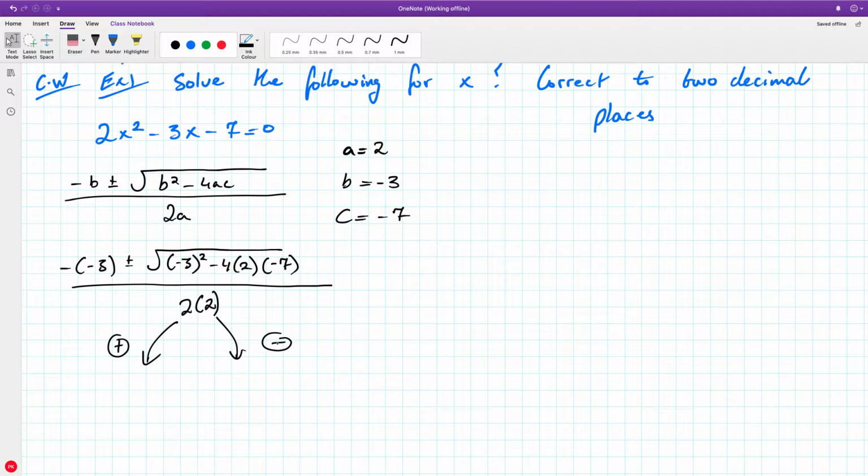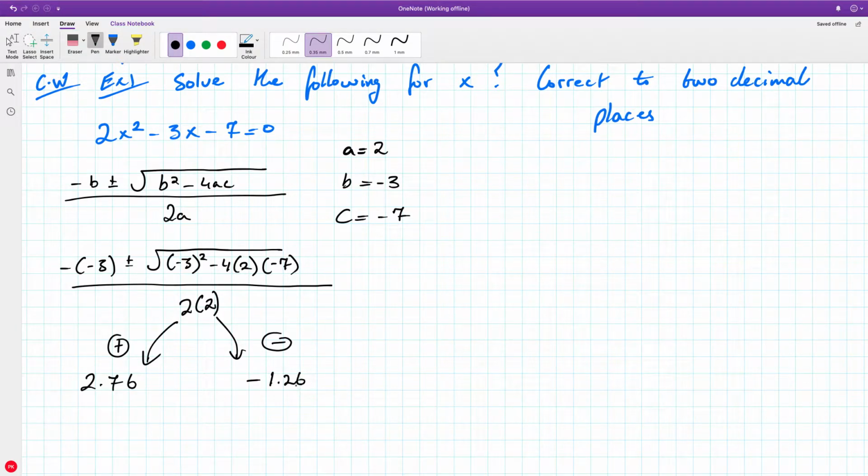That's 3 plus the square root of 3 squared minus 4 times 2 times 7. And we're getting 2.76 for plus. And for minus, we're getting minus 1.26, is it? Minus 1.26.